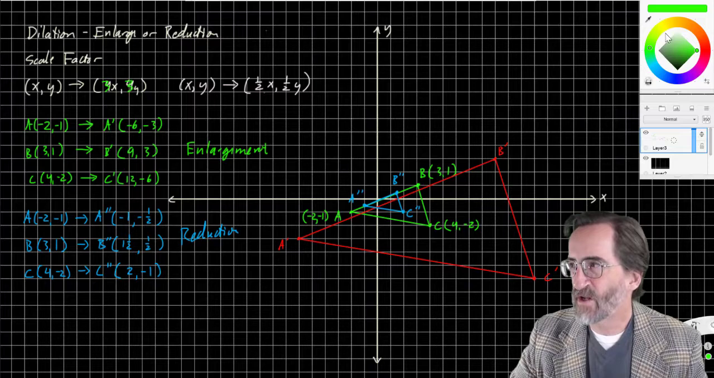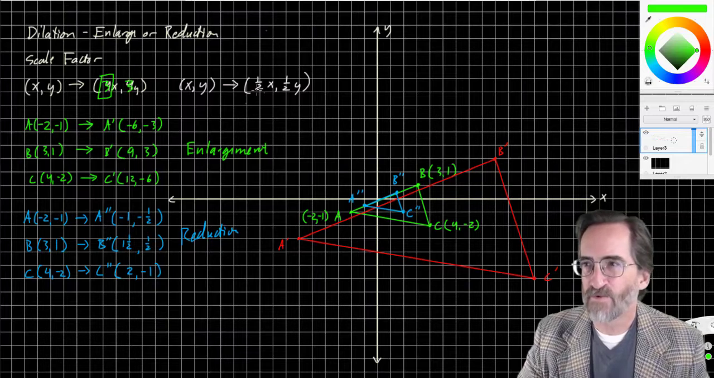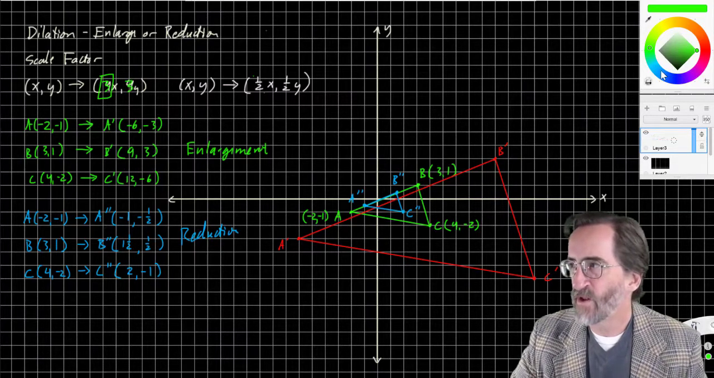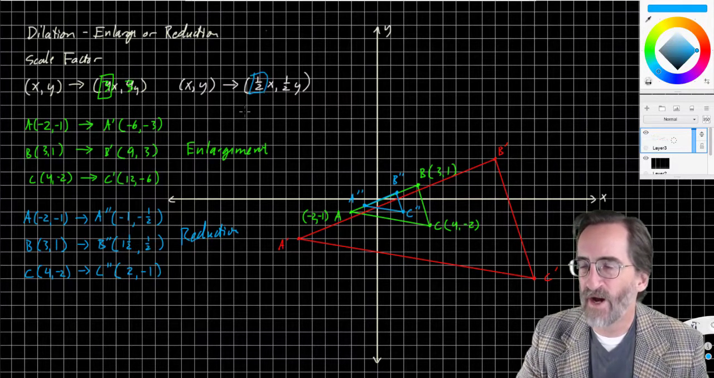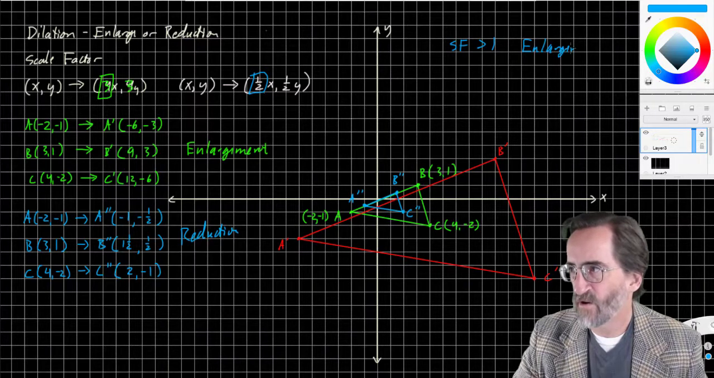And that's because the scale factor was different. So for an enlargement, the scale factor was 3. For a reduction, the scale factor was 1/2. So if the scale factor is greater than 1, we have an enlargement. It's getting bigger. If the scale factor is less than 1 but greater than 0, we have a reduction.